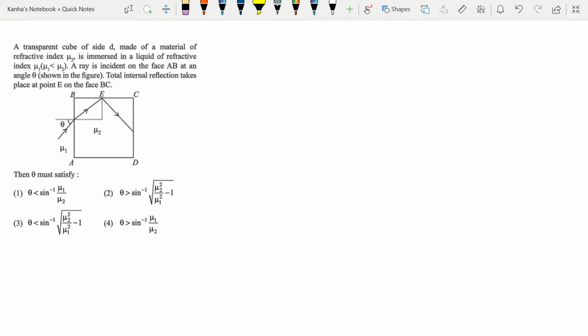Before beginning the lecture, let's look at some questions from the previous one which we left out. A transparent cube of side D made of a material of refractive index mu2 is immersed in a liquid of refractive index mu1. A ray is incident on that face AB at an angle theta. Total internal reflection takes place at a point E on the face BC. Then theta must satisfy which of the following?